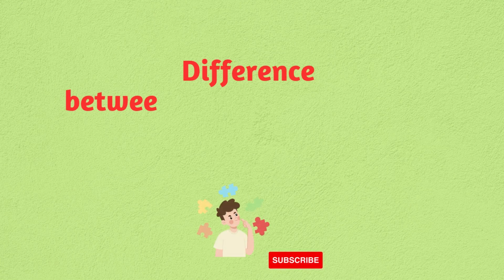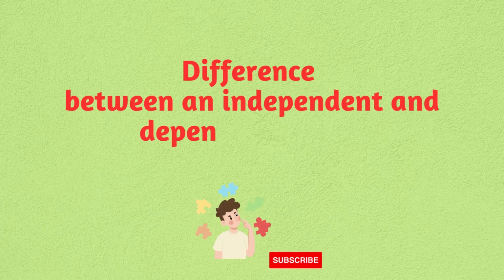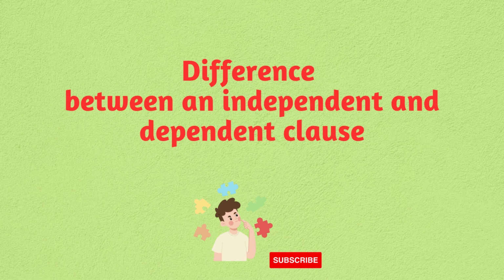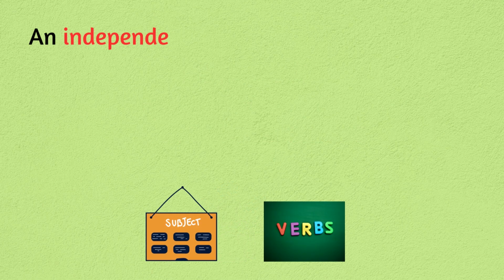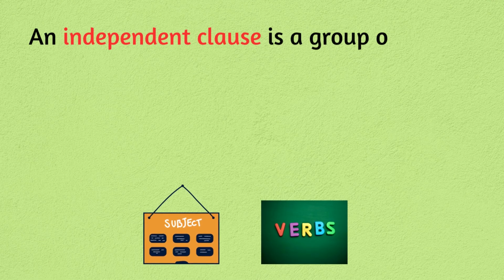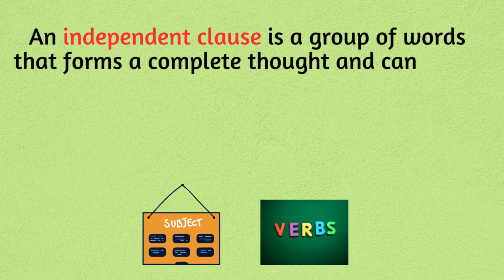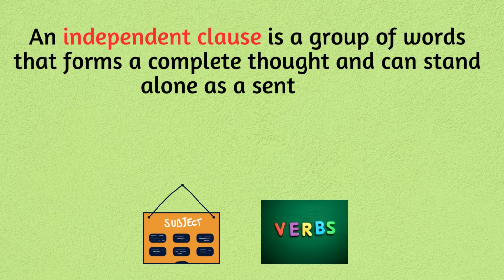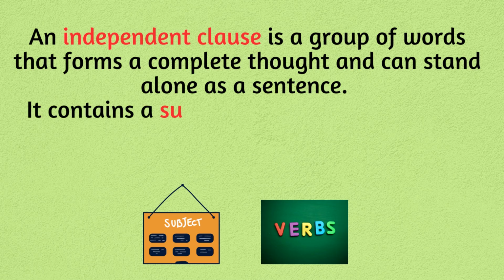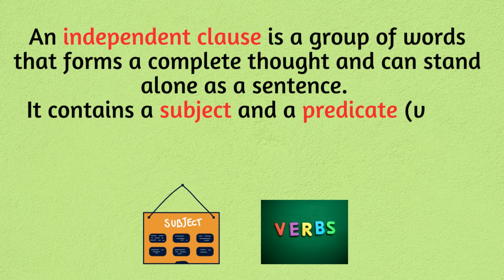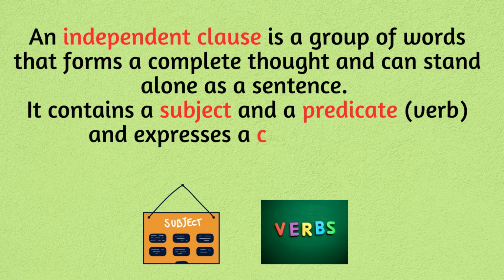At the end of this lesson, you will know the difference between an independent clause and dependent clause. So what is an independent clause? It is a group of words that forms a complete thought and can stand alone as a sentence. It contains a subject and a predicate, which has a verb, and expresses a complete idea.